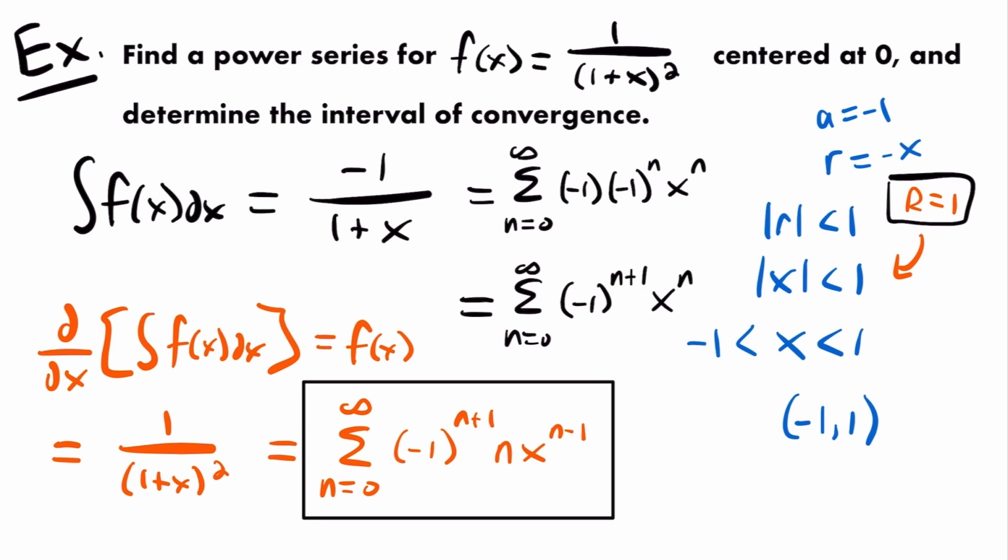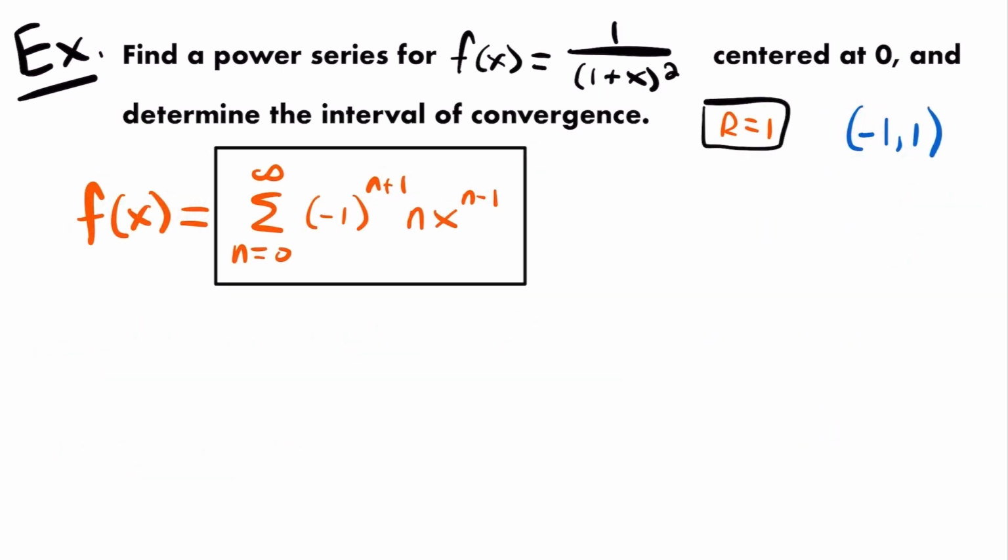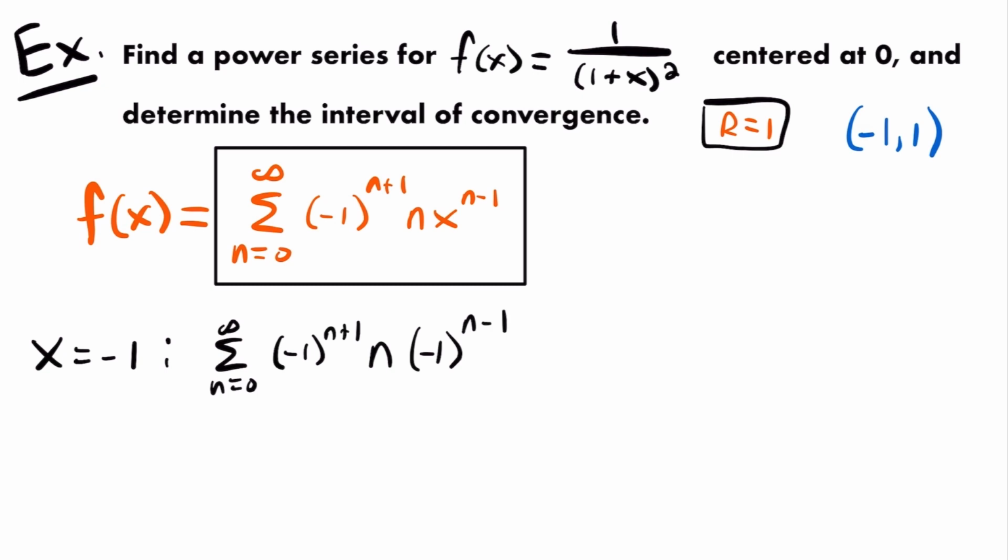But what we're really interested in here is the interval of convergence. We're going to test these two endpoints of negative 1 and positive 1 for this series to see if they should be included as values that make the series convergent. Okay, so if I clean up my work here, let's check our first endpoint of negative 1. When x equals negative 1, our power series will look like this. We'll have the sum from n equals 0 to infinity of (-1)^(n+1) times n times (-1)^(n-1). All right, all we did was replace this x with negative 1.